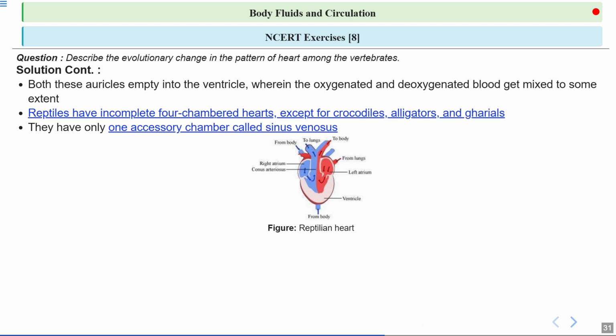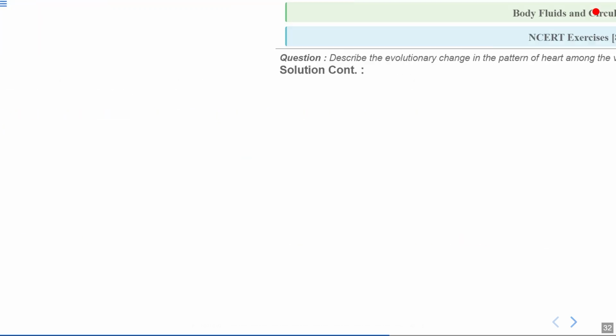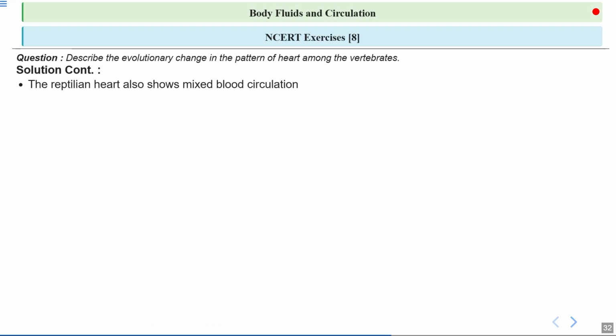Clear? So this is an evolutionary step between the amphibian heart and the heart of the mammals as well as the birds. And this provides a more effective circulatory system than amphibians, while still being adapted to the lower metabolic needs of most reptiles. In reptiles, the heart still allows some mixing of oxygenated and deoxygenated blood. This means the circulatory system is not as efficient as that of birds and mammals.